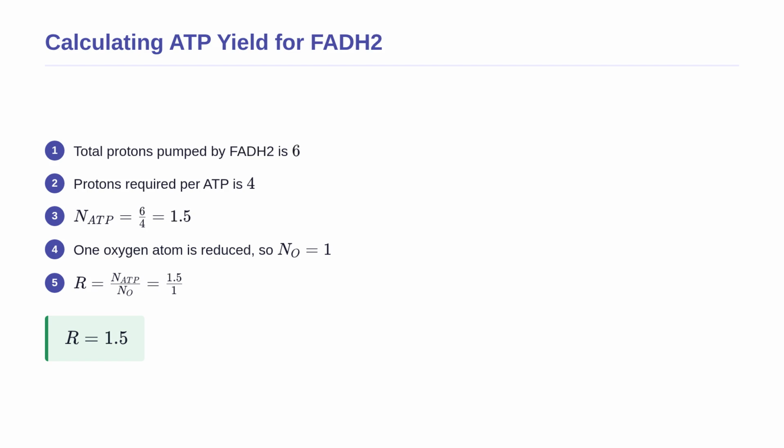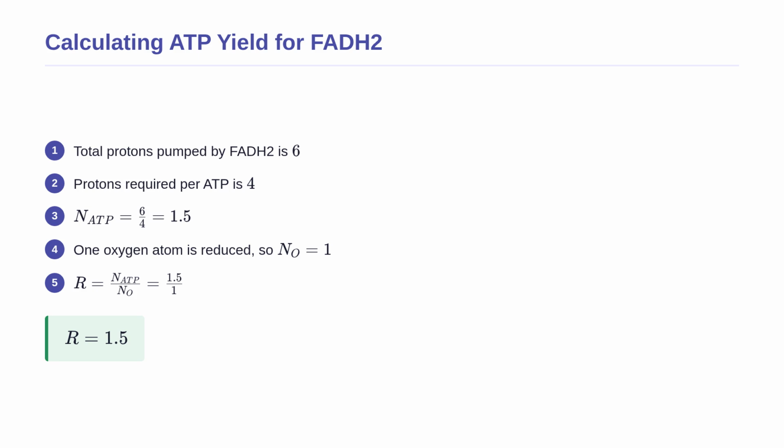Now, let us look at a different electron carrier, FADH2, to see how the entry site affects the yield. Because FADH2 skips complex 1, it only activates the proton pumps at complex 3 and complex 4. As a result, it only causes 6 protons to be pumped across the membrane.